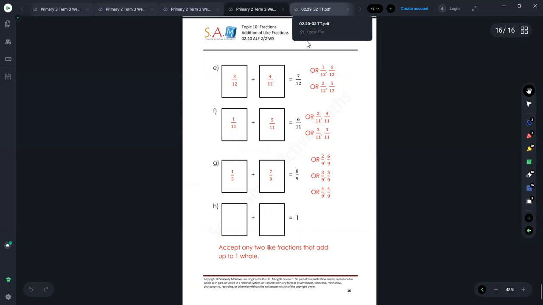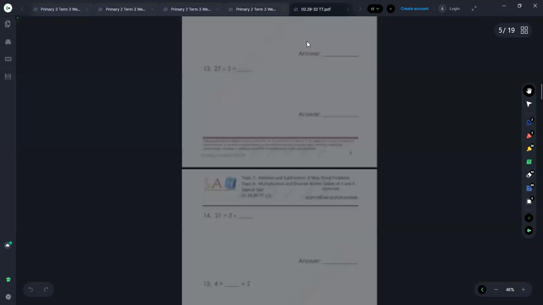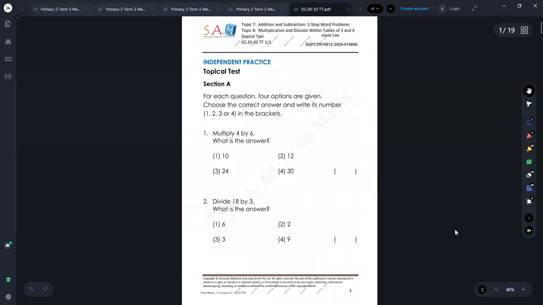And so these are the 3 books, and after that, this will be assigned as tests. Multiplication and division test. That's it for this week's topic.